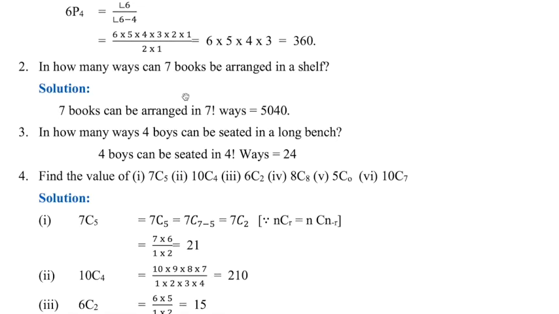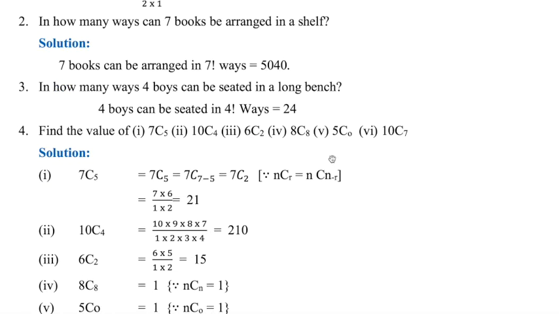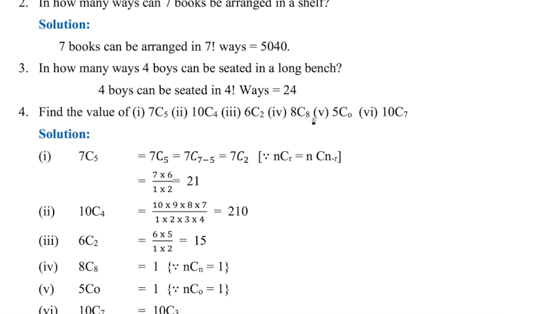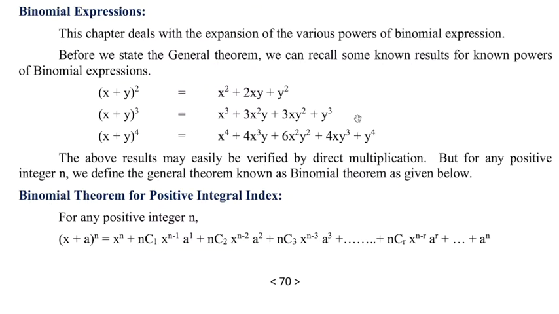In how many ways can 7 books be arranged on a shelf? 7 factorial, these many ways. In how many ways can 4 boys be seated on a long bench? 4 factorial. Find the values of these. You can easily find them by using the formulas, right?